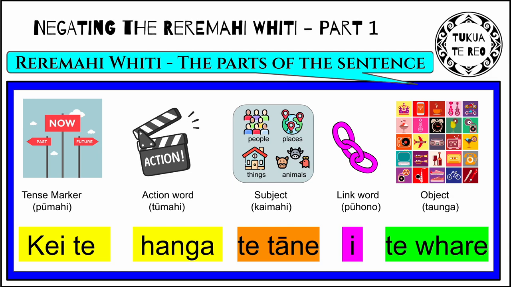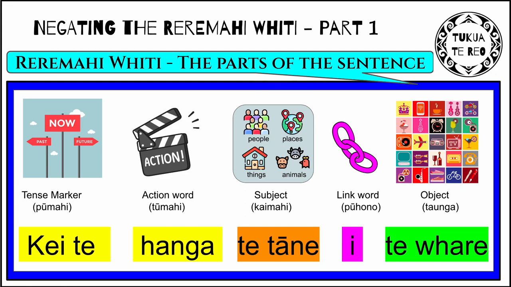The tūmahi is then followed by the kaimahi, which, as you will recall, is the person, animal or thing that is doing the action. In this case, it's te tāne, which means the man. The second part of the sentence includes the object of the sentence. This is the thing or person, etc., that the action is being done to. So we've got the action word to build. We know it's the man that's doing the action. And the thing that the action is being done to is te whare, the house.